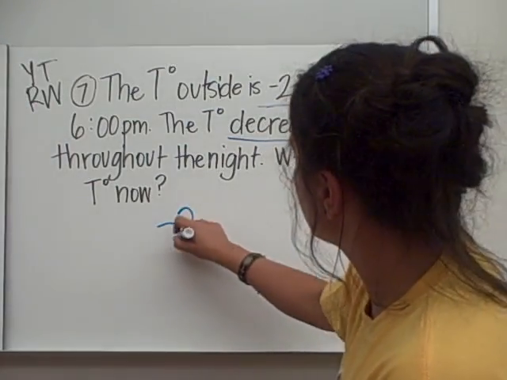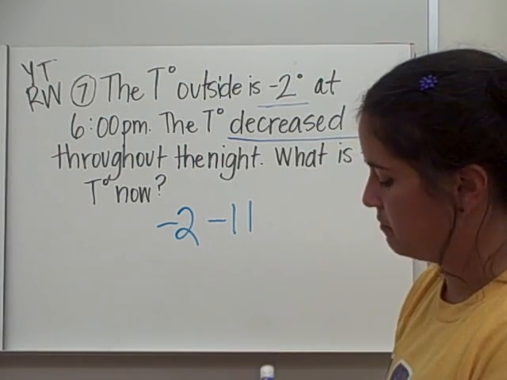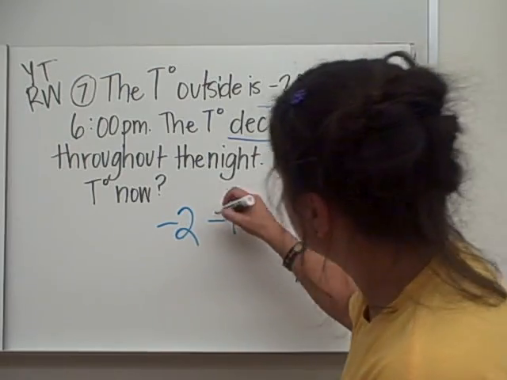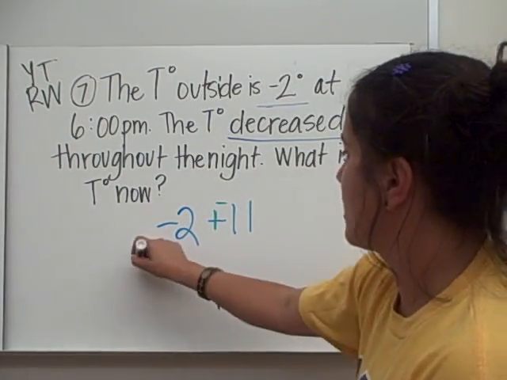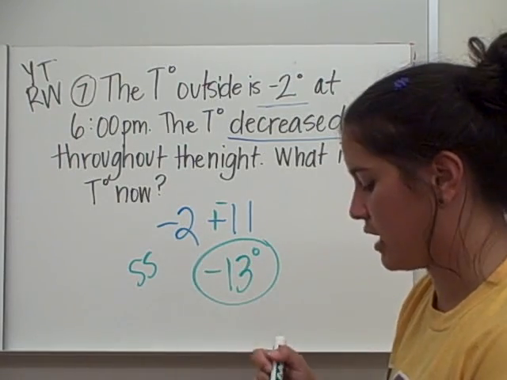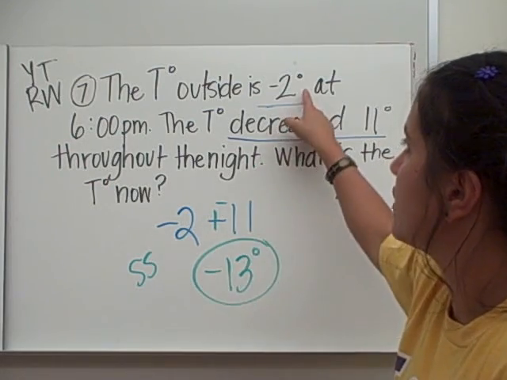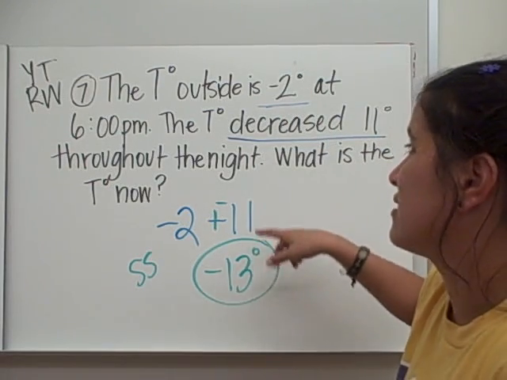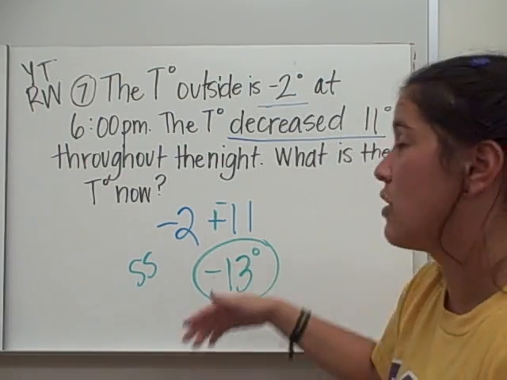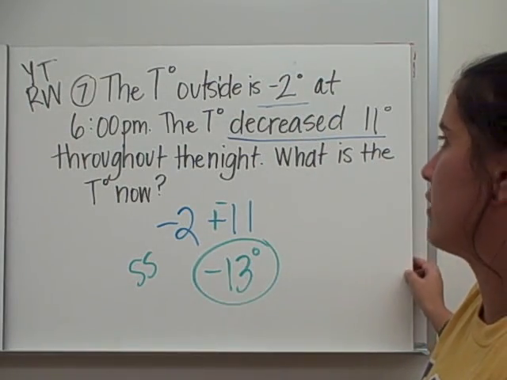So it started at negative 2 and then it decreased 11. We cannot subtract it the way it is, so I need to touch twice. I have a same sign problem, so now the answer is negative 13 degrees. Does that make sense that the temperature is actually lower than negative 2? It should make sense. So what normally happens throughout the night? It gets cooler. And so throughout the night, it is decreasing, and so our temperature is actually dropping.